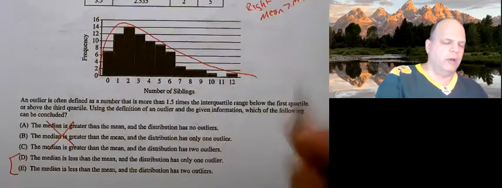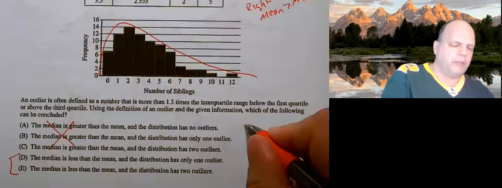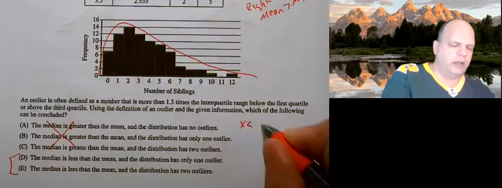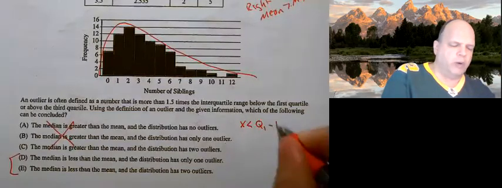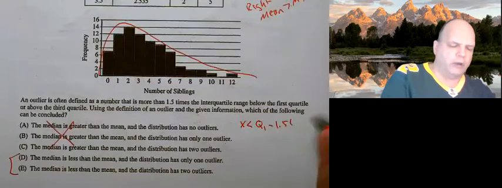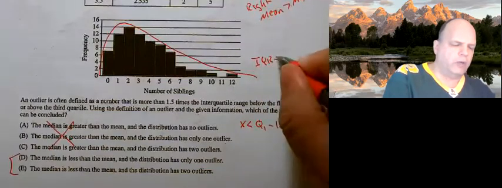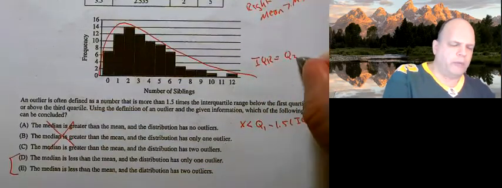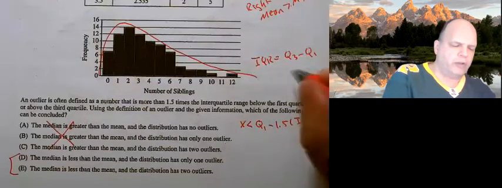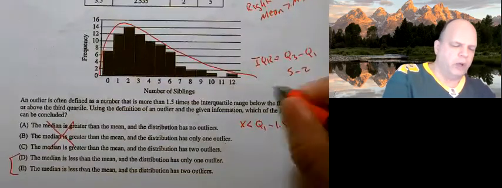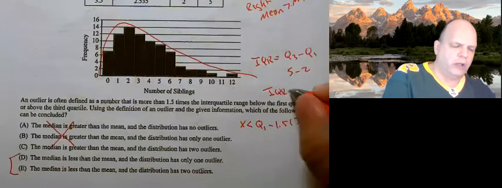All right, so to be an outlier, X has to be less than Q1 minus 1.5 IQR. So let's calculate our IQR. IQR equals Q3 minus Q1, which in this case is 5 minus 2. IQR equals 3.